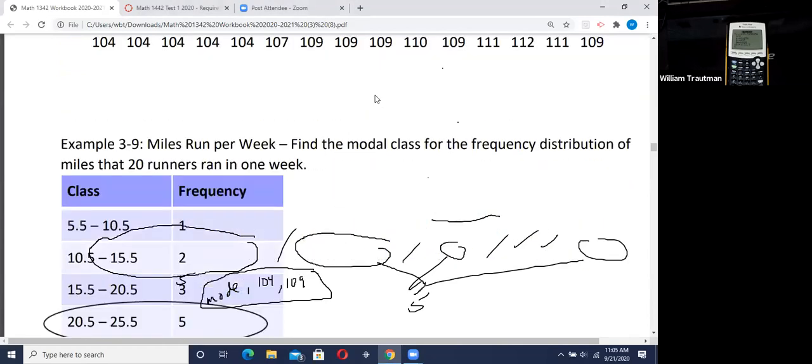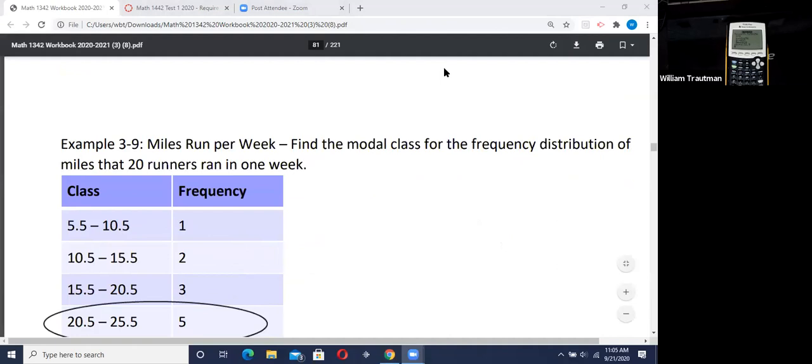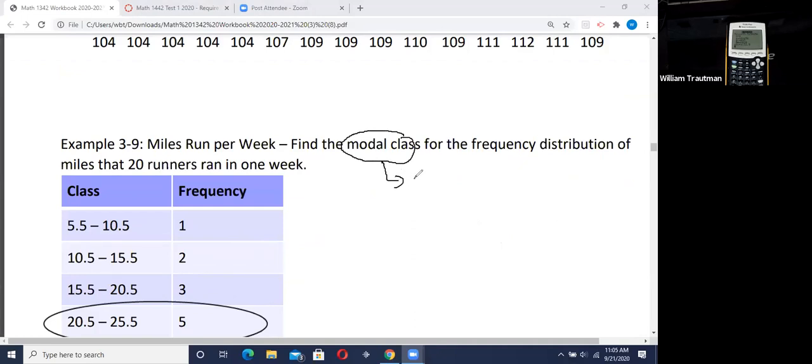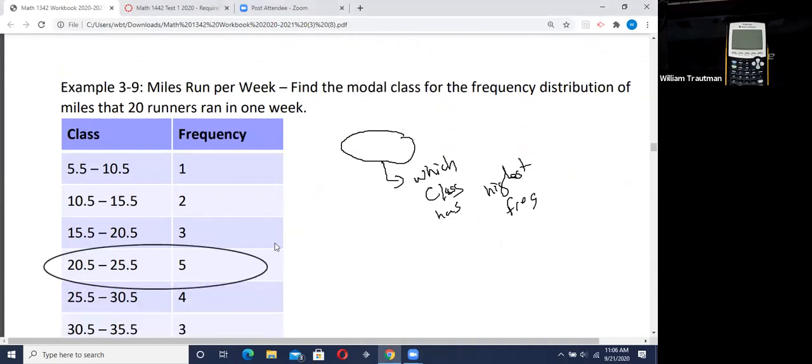Now, modal class. Remember, mode means occurs the most often. Modal class is which class occurs the most often. Which class has the highest frequency? If we look at this data here, the frequency is the number of times that it fits within this class. 5. That is the modal class. The modal class is 20.5 to 25.5.